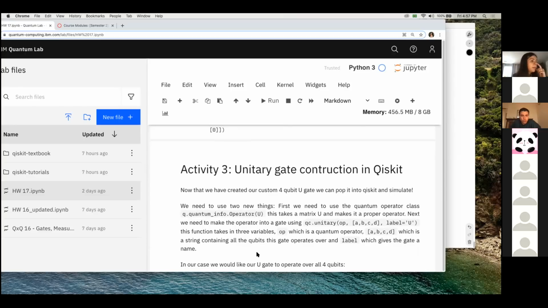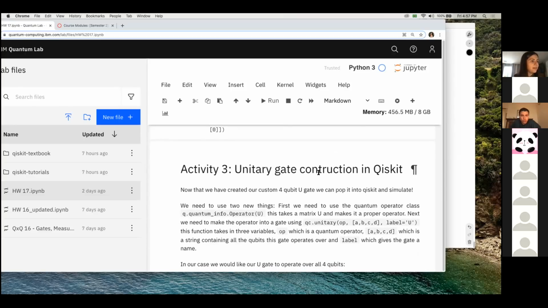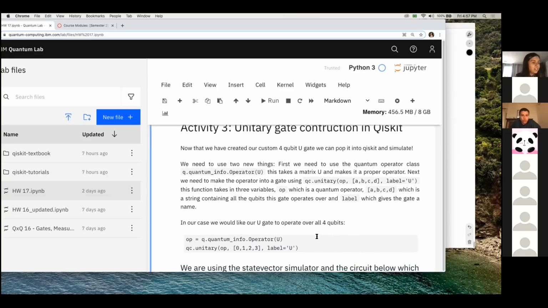Yeah, so now we're gonna see the unitary gate construction. It's missing an S. Now I see it. It's missing an S here, but whatever. We're gonna do a unitary gate.